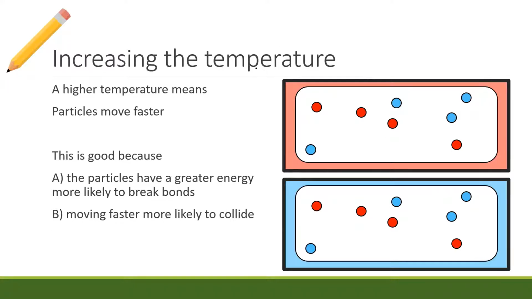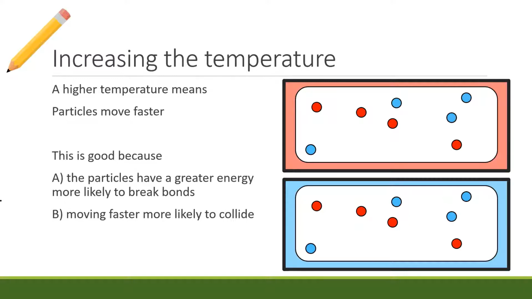If you increase the temperature of a reaction, what does it mean? A higher temperature means particles move faster. That is the very first thing. Particles will move around a lot faster in a higher temperature chamber compared to a lower temperature chamber. And this is a good thing because what it does is particles have a greater energy. So the particles, they're flying around, they've got a lot more energy. So when they collide, they're more likely to break the bonds and form new bonds.